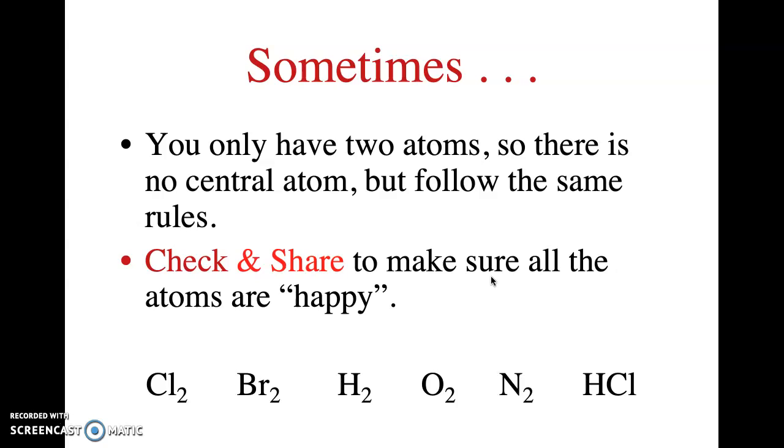Sometimes you only have 2 atoms, so there is no central atom, but follow the same rules. If you notice below, the chlorine, the bromine, the hydrogen, the oxygen, and the nitrogen are all what we referred to earlier in the semester. Somebody starts with a D. Diatomic, because they exist in pairs. If you see these put together, you'll notice that they still have a full octet. So that's nice to note.